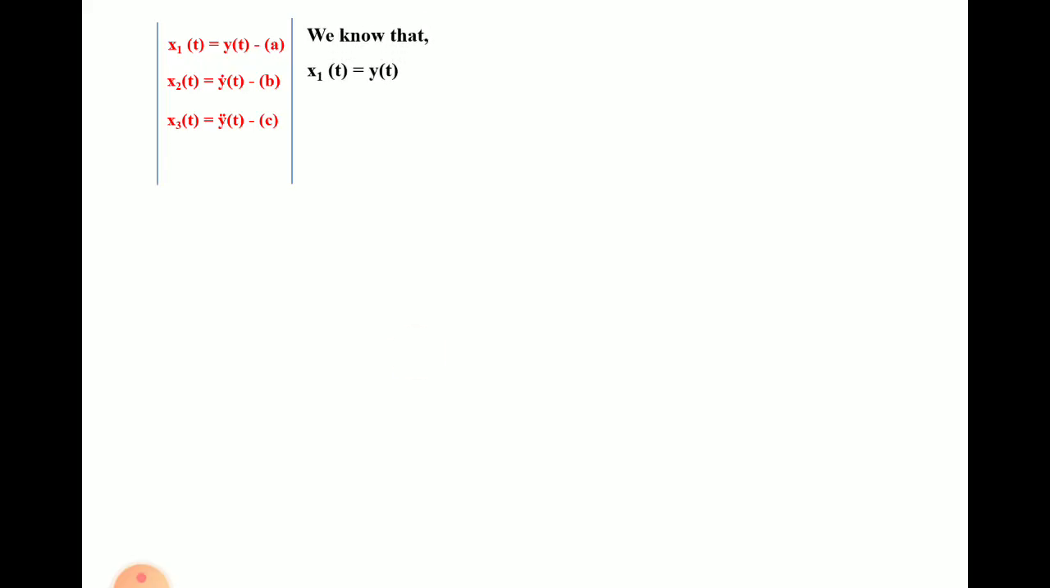We already know that x1 of t is equal to y of t. If we differentiate this expression, we will get x1 dot of t is equal to, differentiating y of t with respect to t, y dot of t. But again, you may have observed the state equation should be represented in the form of state variable and input only. I will repeat once again. The state equation should be represented in the form of state variable and input.